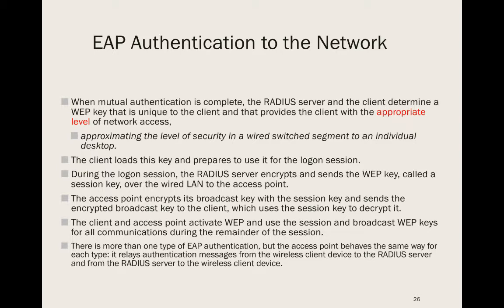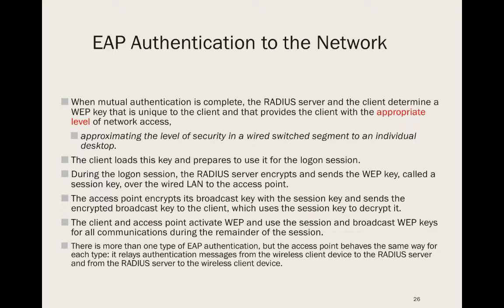When the mutual authentication is completed, the RADIUS server and client both agree on a WEP key that is unique to the client, and that provides the client with the appropriate level of access, which is like the wired switch segment to the individual desktop, so the same level as that. The client loads this key and prepares to use it for the logon session. During the logon session, the RADIUS server encrypts and sends a WEP key called a session key over the wired LAN to the access point.